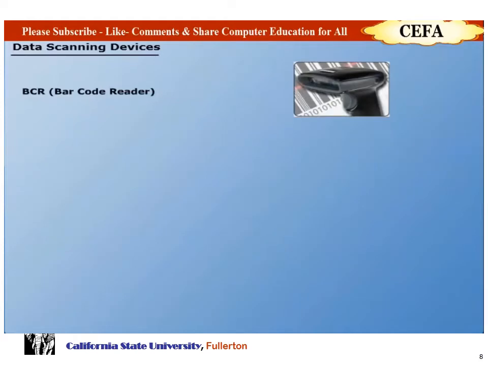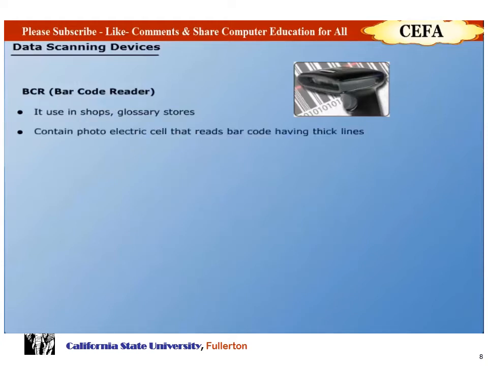BCR. Barcode Reader. It is normally used in shops, grocery stores, etc. This device contains the photoelectric cells that read barcodes consisting of lines having different thickness. Barcode reader helps shopkeepers to analyze the price of an item immediately.